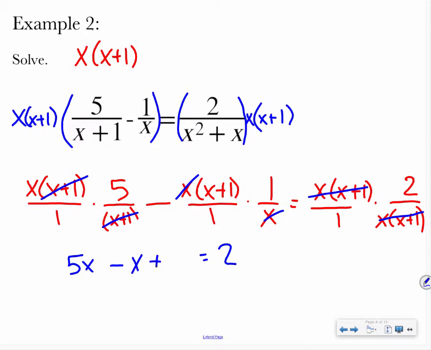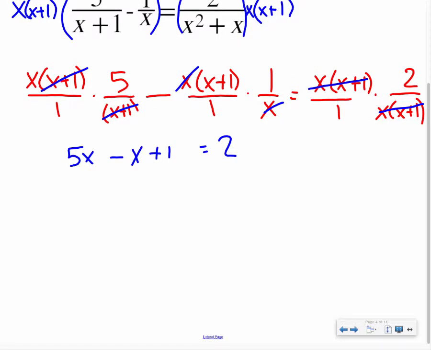Sorry, x plus 1. And I just have 2. If I keep solving, I now have 4x. When I combine my x's, plus 1 equals 2, or x equals 1, because I subtract.